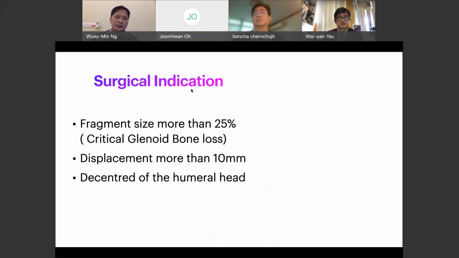So what are the indications for when we should repair this glenoid bone loss? Any bone loss of more than 25%, we should consider doing a repair. And any displacement of more than 10 mm. So we look at the MRI or CT scan, and we see that the humerus was decentralized. That means it's not sitting in the center anymore. So this is an indication to go for surgery.